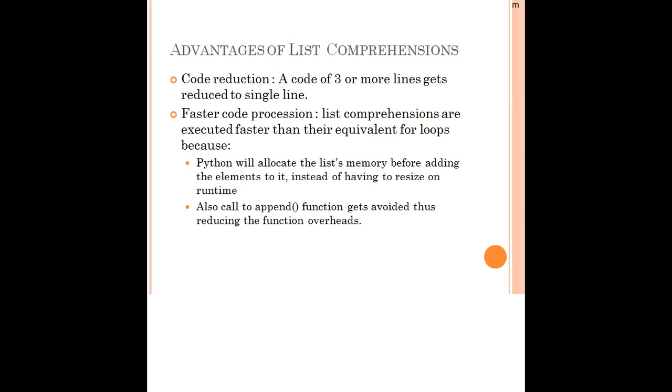Now, to come to the advantages of the list comprehension, number one, code reduction. As you say, if 3 or more lines are there using loops, it can be converted in a single line. Faster code processing. List comprehensions are executed faster than their equivalent for loops because Python will allocate the list memory before adding the element to it instead of having to resize on runtime. Resizing will take place in case of normal for loops. If you are using here, no resizing. Second, the append function is straight away avoided. Directly the values are added, reducing the function overhead.